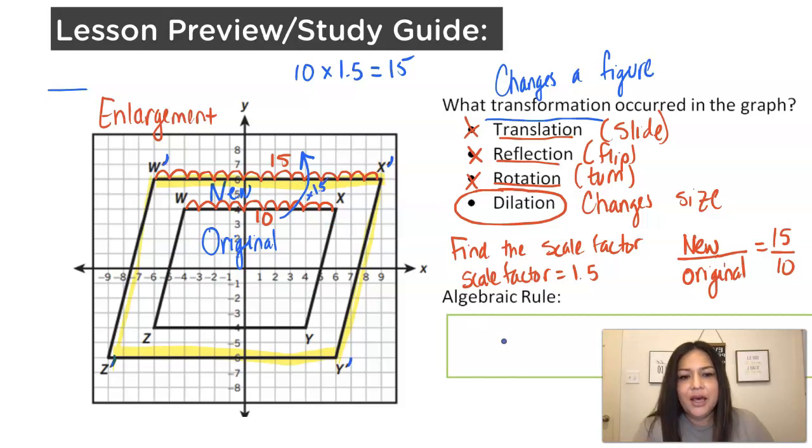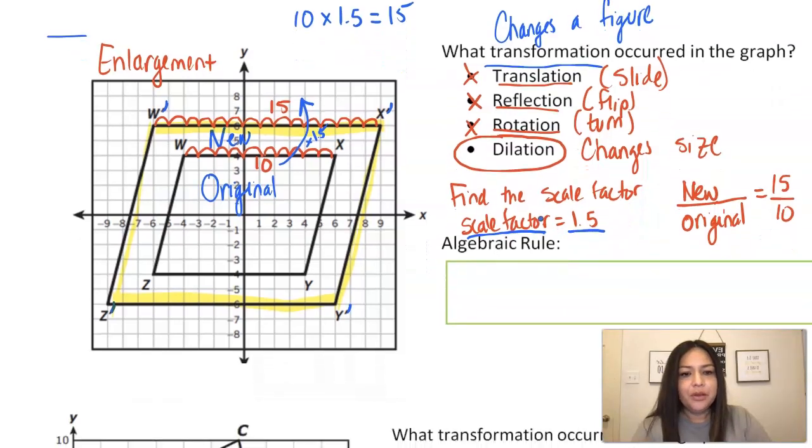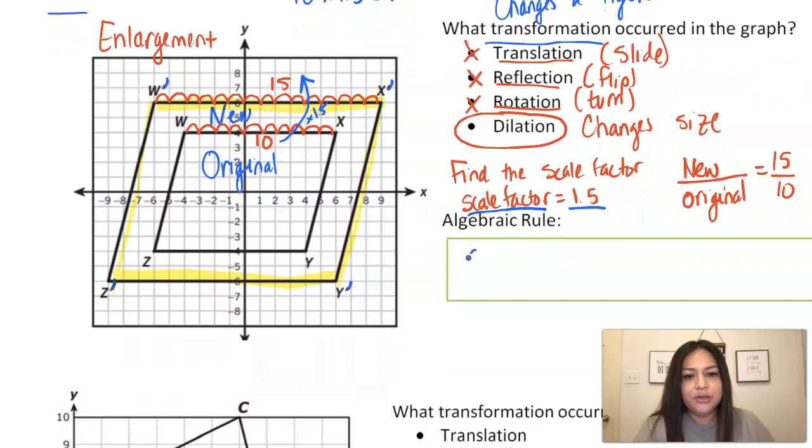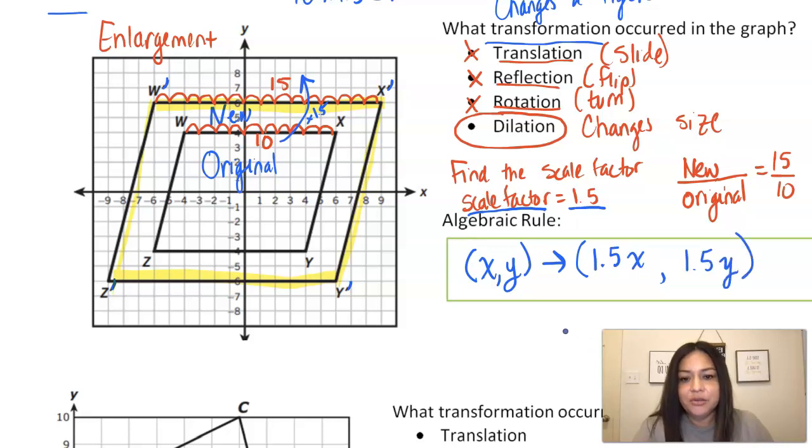Now, how do I write an algebraic rule? Remember, we said that scale factor is always multiplied by the original. So when I write an algebraic rule, what I need to do is always start off with x comma y, and I'm going to indicate what happened to the original to get the new. And in order to get the new, I multiply scale factor times x, comma, scale factor times y. And this right here is my algebraic rule.